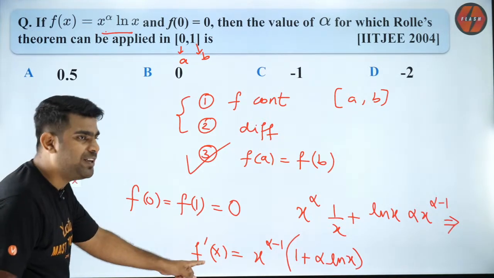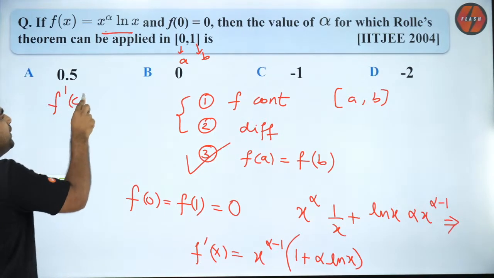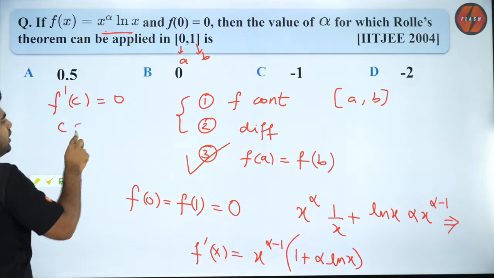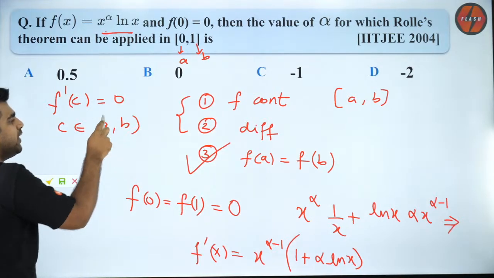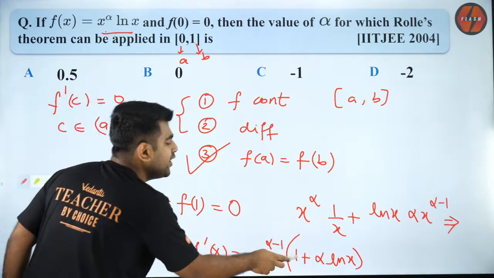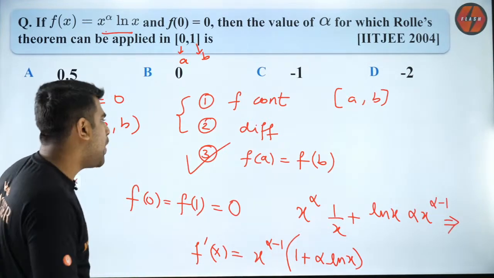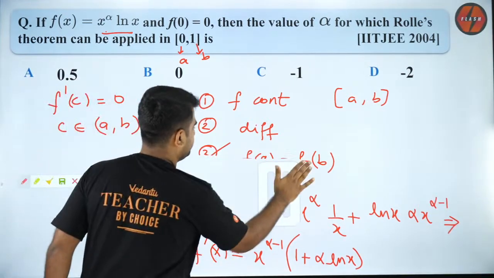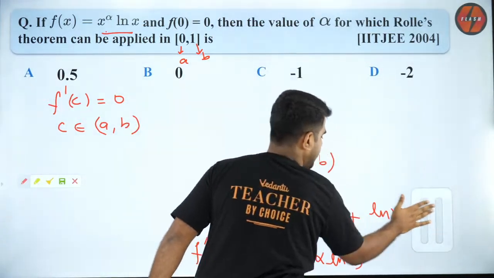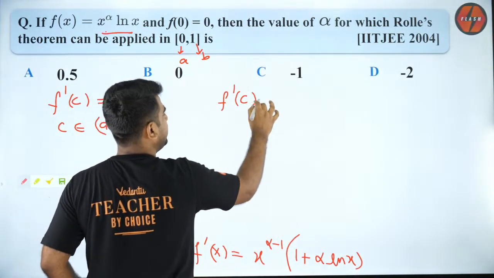For Rolle's theorem to be valid, what does Rolle's theorem say? Your f dash of c should be 0 between a to b, where c lies between a to b. So that means this f dash of x should have a root in between 0 to 1. So let's do that. It's a very, very interesting question. Please listen carefully. So let's say f dash of c is equal to 0.